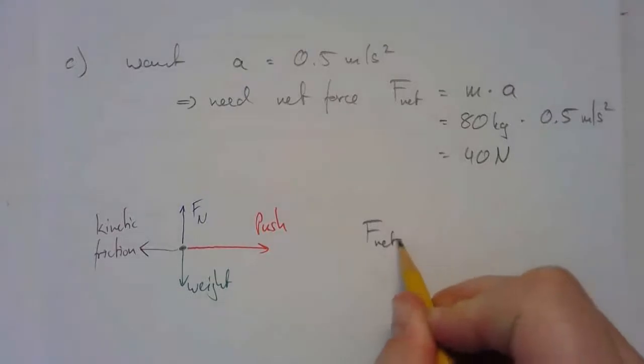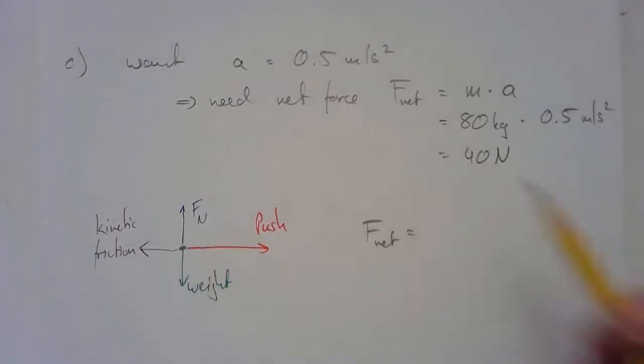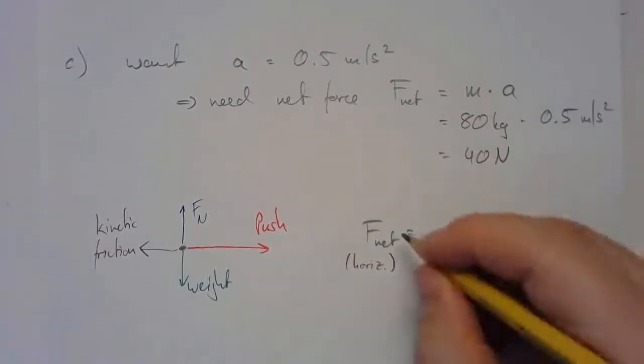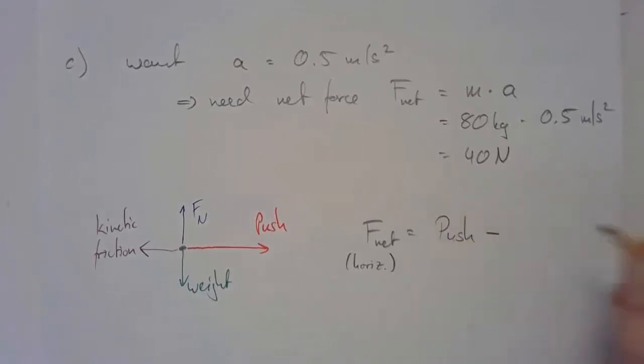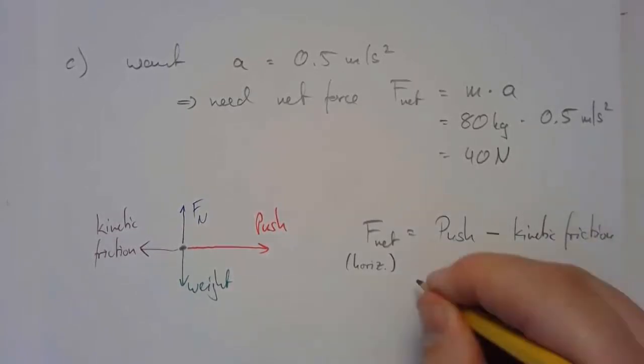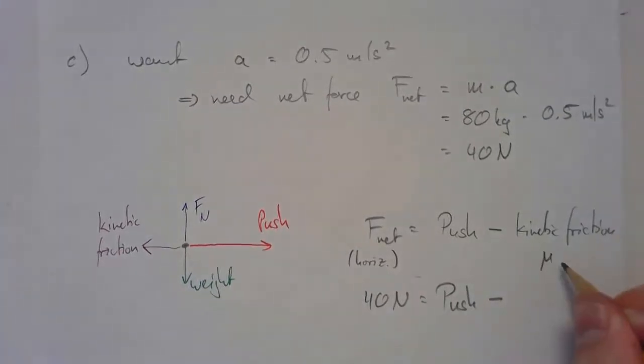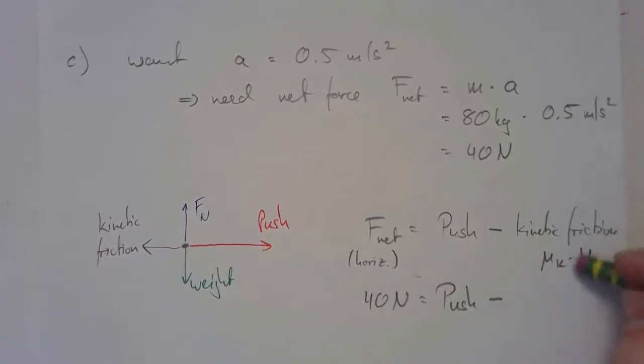Right, so we get net force, F net. Up and down, there's no F net, but F net in the horizontal direction, let me just write this down, horizontal, is going to be the push minus kinetic friction, which is, well, I don't know what the push force is, but I know that the net force I want is 40 newtons, so that's equal to the unknown push force, minus, I know what kinetic friction is, that is mu k times the normal force, Fn, sorry.